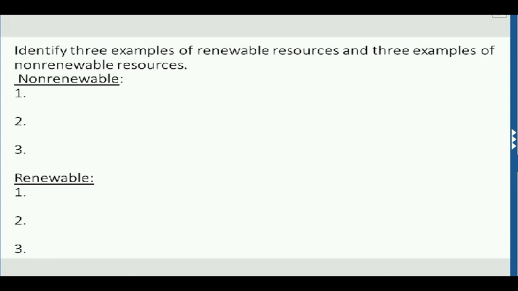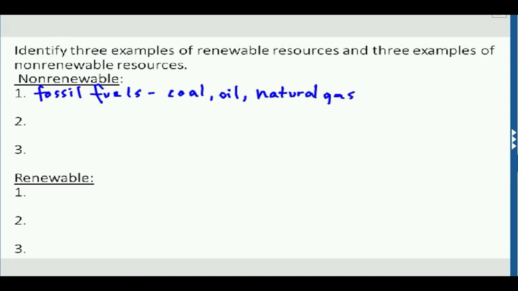Okay, identify three examples of renewable resources and three of non-renewable. So non-renewable could be fossil fuels, which include coal, oil, and natural gas. All of those are considered fossil fuels. Nuclear fuel and metals too. All those things, once we've used them all, there's none left.